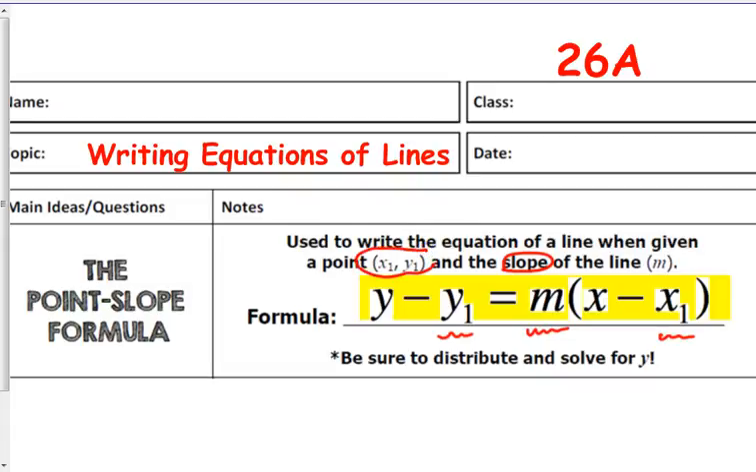The x1 and y1 are going to come from a point. And then we're going to put the slope that they give us in. So that's why it's called point slope, because we use this when they give us 1 point and a slope, or when we know 1 point and a slope.